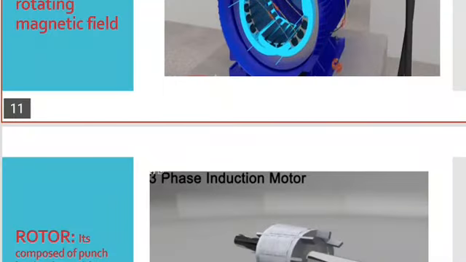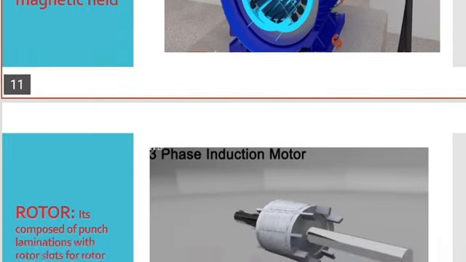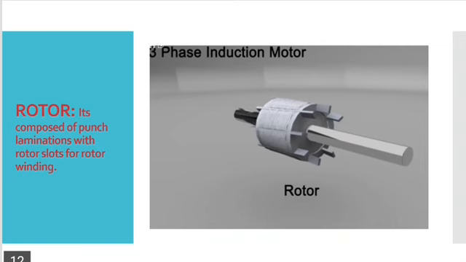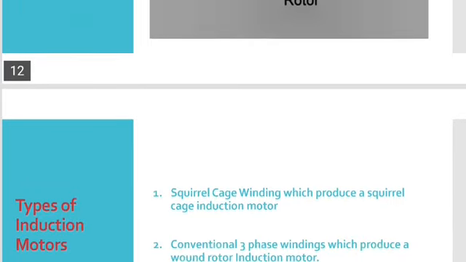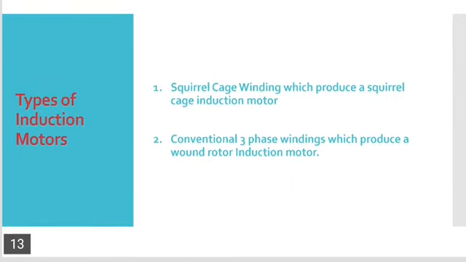Up till now we have been talking about the stator and the stator winding. Now we will see the rotor of the 3-phase induction motor. The rotor is composed of punched laminations with rotor slots for the rotor winding. From the rotor we can divide our 3-phase induction motor mainly into 2 types. The first one is the squirrel cage induction motor, and the next is the conventional wound rotor 3-phase induction motor.